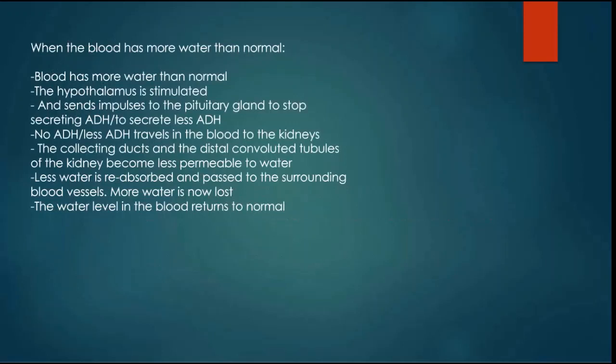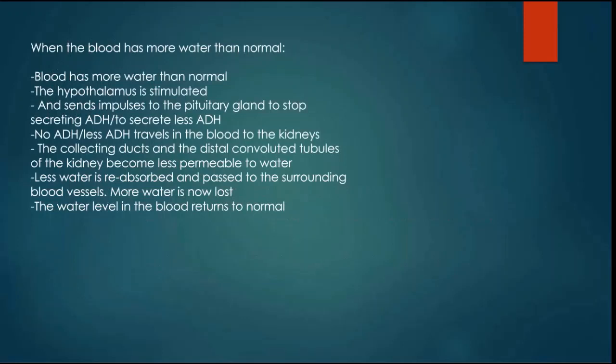They will ask you to describe what happens when the water in the blood is less. Know that you're going to talk about the hypothalamus, the pituitary gland, the hormone ADH, and the kidneys. So let's look at what happens when the blood has more water than normal.